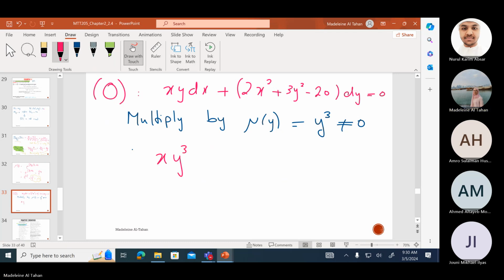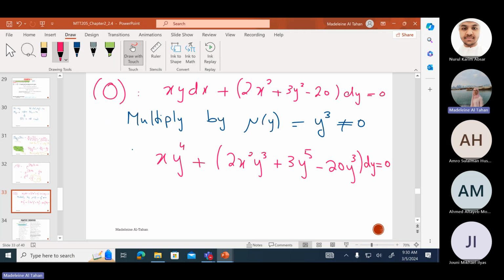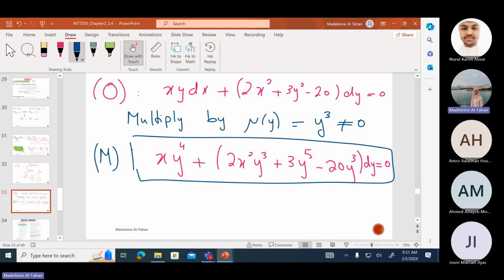xy becomes xy to the 4th dx plus this one, 2x squared y cubed plus 3y squared times y cubed will give y to the 5th, and this one minus 20 y cubed dy equal to 0. This new equation, after we multiply it, we will call it M. And instead of solving O, what would we solve? If we have an equation and we multiply it by something that is not 0, is the solution affected?